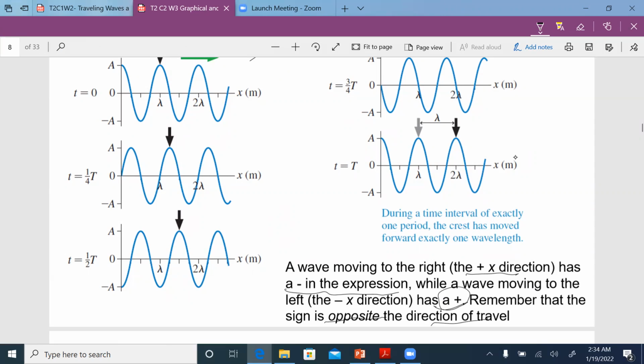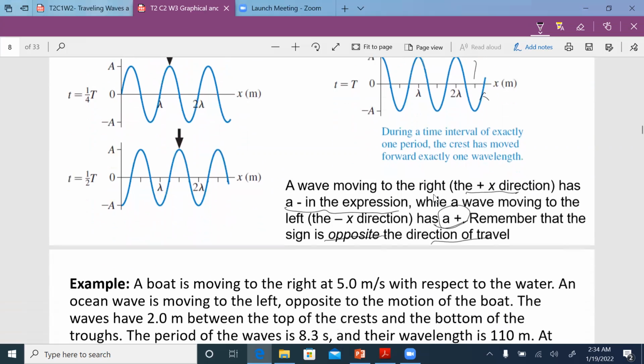And that is what this diagram, or block of diagrams, is trying to describe to us: that during a time interval of exactly one period, the crest has moved exactly one wavelength. So we see our crest as it moves, we can count the wavelength.